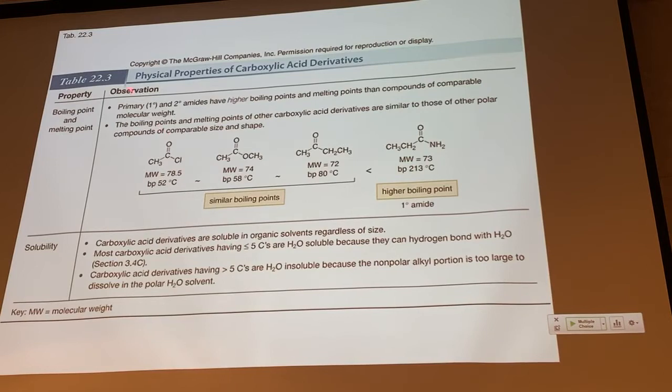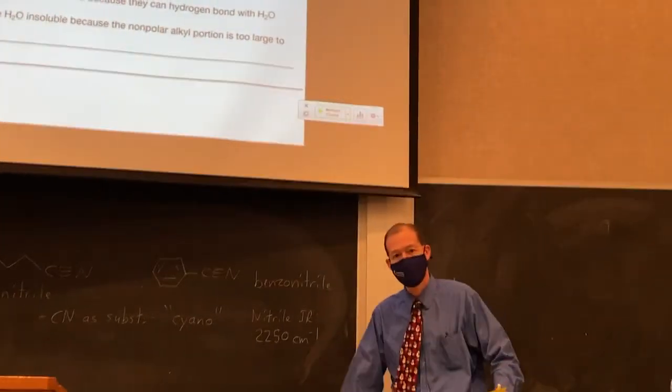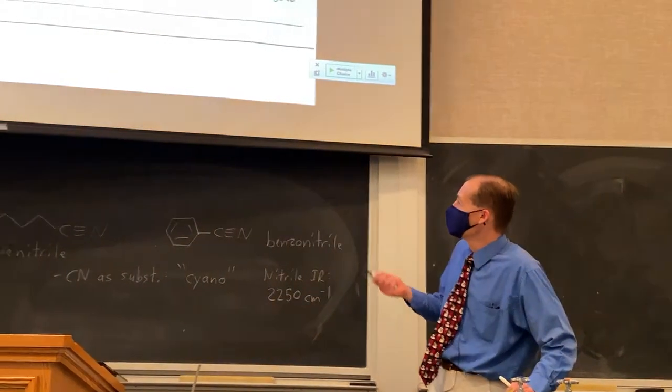However, that applies, as it notes here in the figure, only to primary and secondary amides. Why not tertiary amides? What are tertiary amides missing? The hydrogen. There's no NH. So the tertiary amides are going to be in this category with the rest of these carboxylic acid derivatives. It's only the primary and secondary amides that will have higher boiling points because of their abilities to hydrogen bond to each other. And then we have the solubility properties.